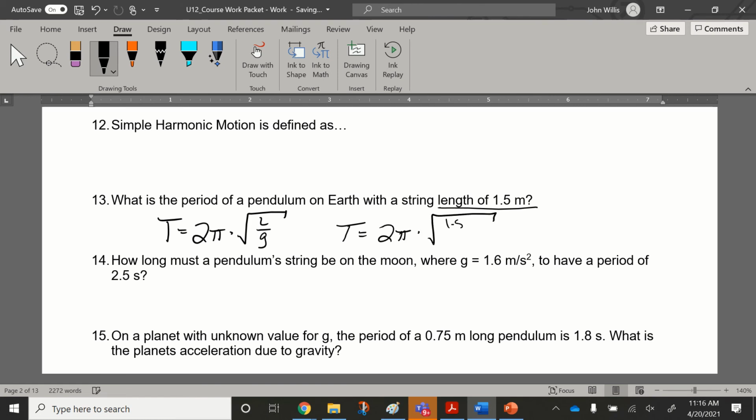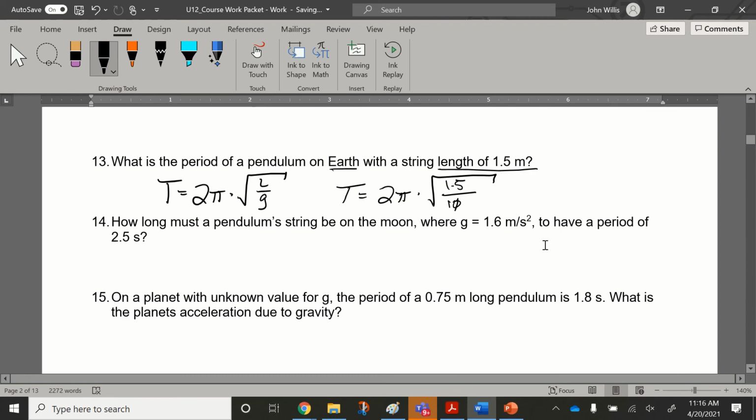It's going to be your 1.5 meter distance divided by gravity on Earth, which is 10. And we're going to continue to use 10. On the lab, I do expect you to use 9.8 because in labs we need to attend to a little bit more precision. But for homework and exams, 10 is good enough for me. It's good enough for the AP exam. So, plug that in. Make sure you can get the same value.